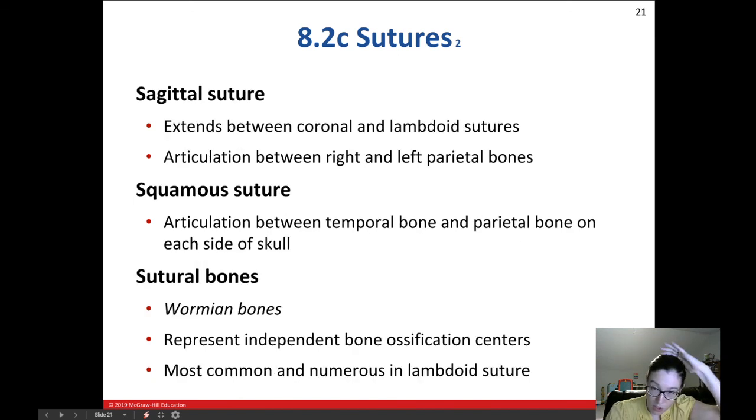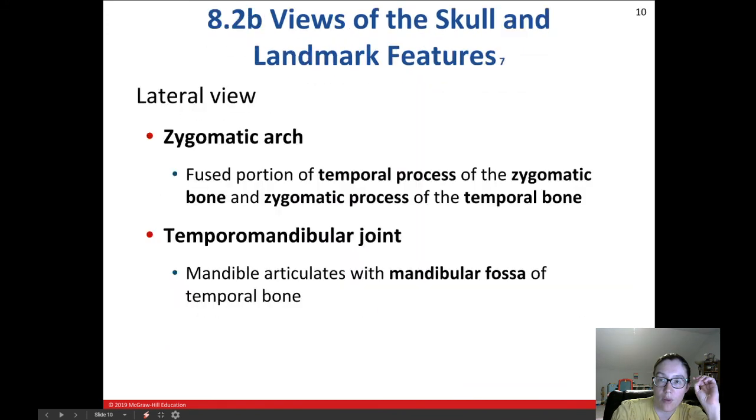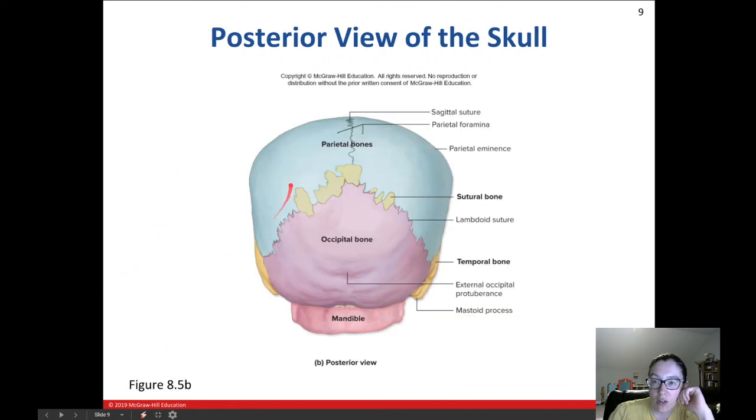The lambdoid suture, which is going to be in between the occipital bone and the parietal bones. And now within the lambdoid suture, you can have these things called wormian or sutural bones, which I'll talk about in just a second. And you can see them all the way back here, these little green Ys. These guys are wormian bones or sutural bones.